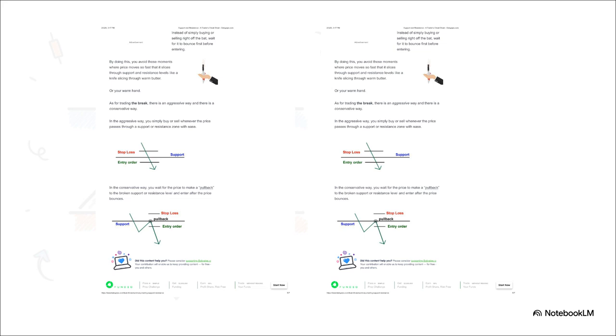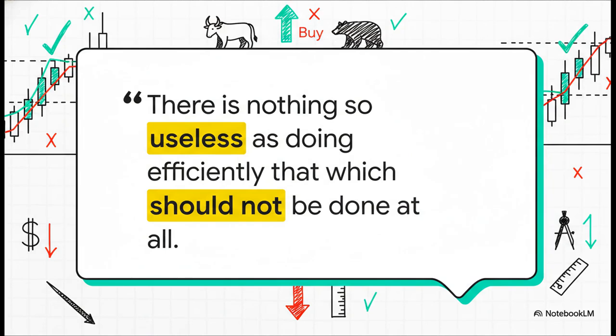I love this quote from Peter Drucker because it applies perfectly to trading. You can have the fastest, most efficient system for placing trades, but if you're trading at a random spot on the chart, it's completely useless. Understanding support and resistance is about finding those key places where taking action actually makes sense.